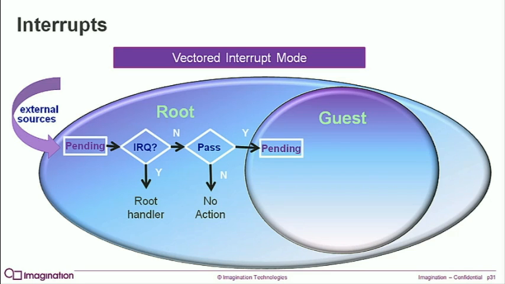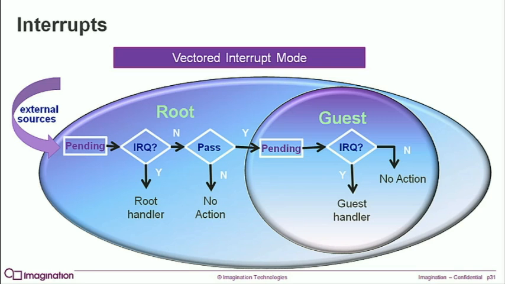If it is set, it moves along to pending for the guest. The guest interrupt mask is then checked. If it is not set, nothing happens. If it is set, it gets handled by the guest OS. The root timer and the guest timer are handled in the same way.